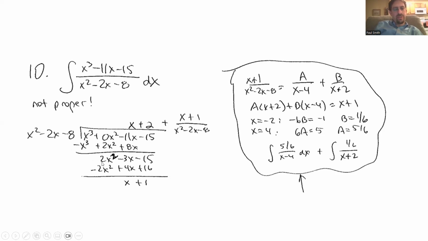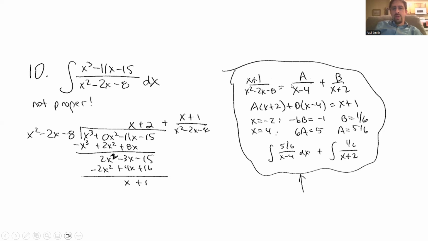And we had to figure out how x squared goes into 2x squared minus 3x minus 15. Well, that's 2 times. Take the 2, multiply it by the divisor, and subtract, and we end up with an x plus 1. And that is going to be our remainder, which we put over this x squared minus 2x minus 8. You'll notice this last part, just like the previous problem, we can break up into partial fractions. The factors on the bottom being an x minus 4 and an x plus 2.